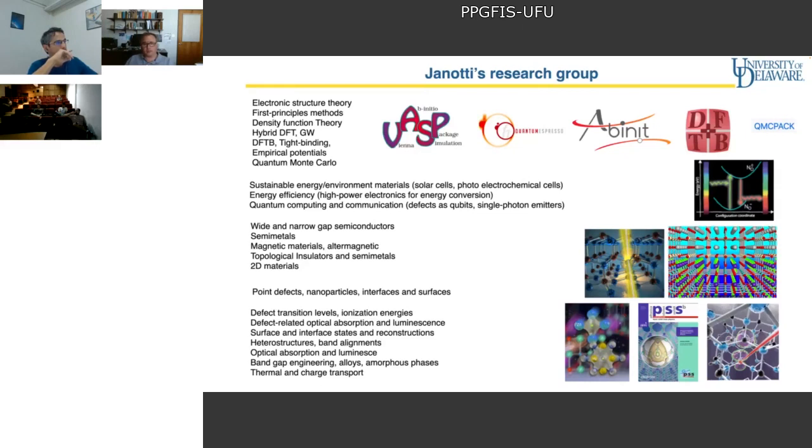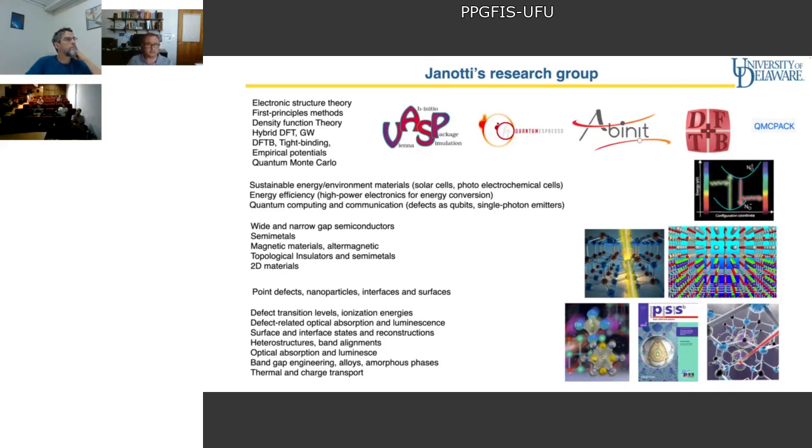In general, for the funding agencies, we sell it as we are working on sustainable energy, environmental materials, solar cells, photoelectrochemical cells, materials for energy efficiency, such as high power electronics for energy conversion. In more advanced areas, it will be quantum computing and quantum communication. That basically means defects that act as qubits or two-level systems in some insulators that can be detrimental to superconducting qubits, and also single photon emitters.